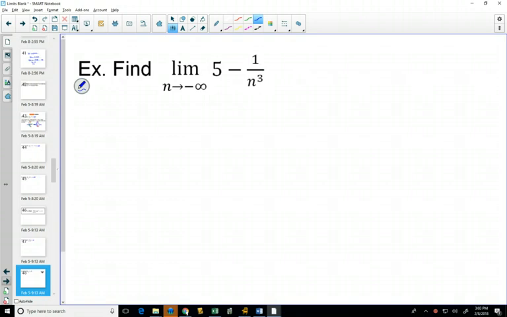All right, maybe you worked ahead already. What's going to happen with this one? It's going to equal 5. So this part here, as n gets really, really big, is going to get close to 0. And 5 minus 0 is going to be 5.